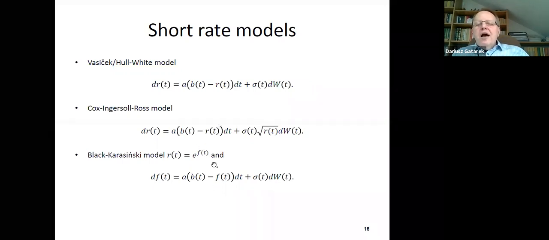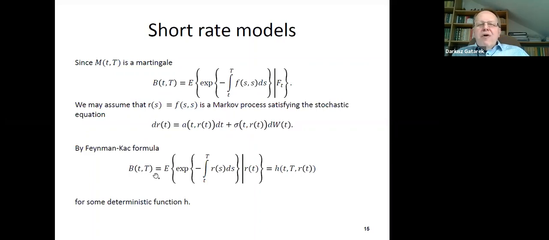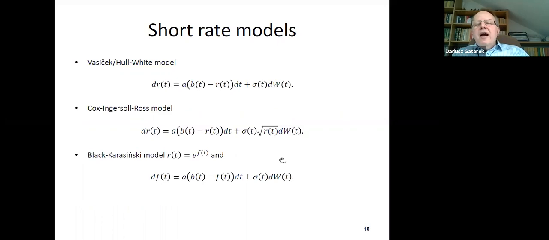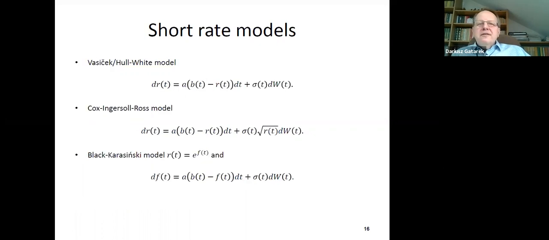For Black-Karasiński, for a long time, we didn't have closed formulae for zero coupon bond prices. But now we've got very efficient approximate formula. And to be honest, we've got efficient approximate formulas for practically all short rate models. So we may invent anything for various reasons.